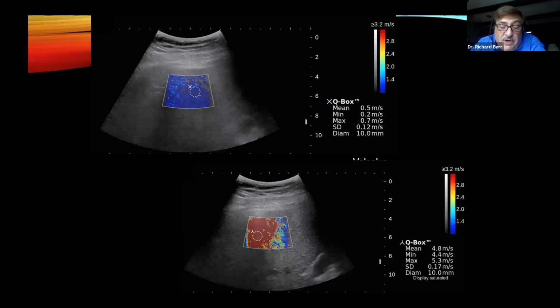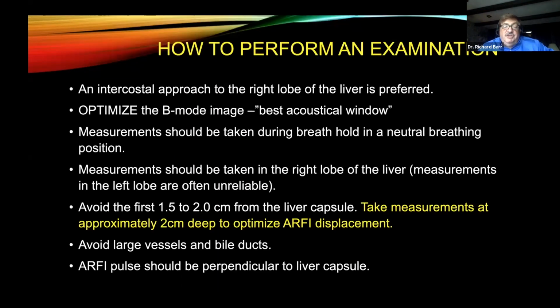So it's very important that you all use the same protocol in your lab and you all do the same thing, because this can cause variability between measurements between your sonographers or sonologists doing the exam. So let's just briefly go over how we should perform the exam.